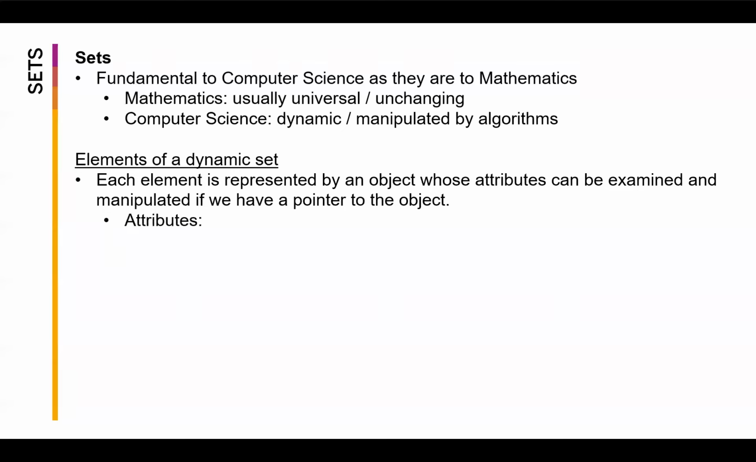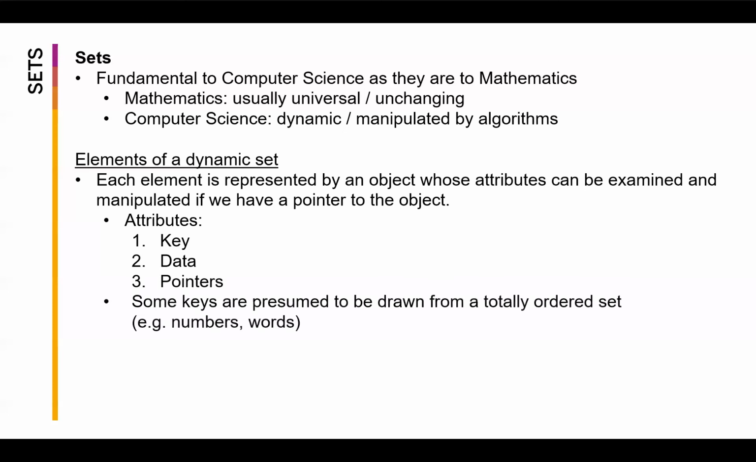What attributes are we talking about? First, we have a key, which uniquely identifies each element or object in the set. We have the data, which is the attributes of that element, or the element itself, what it contains. And we also have the pointer, which is me in that example. Who am I pointing at, basically?